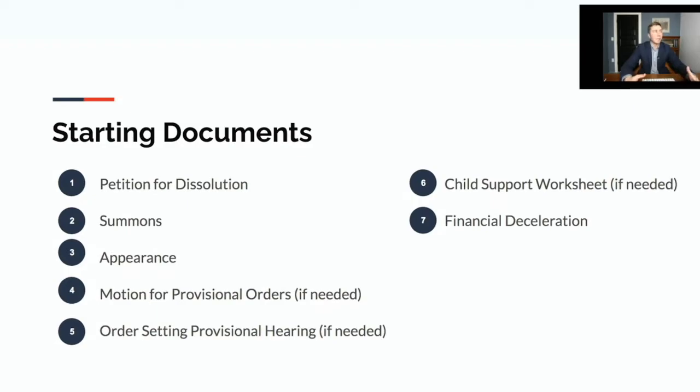So what we're going to talk about next is the different documents that you're going to see if you're going through a divorce. The starting documents, really, the things that you're going to see at the outset of the case, are things like the petition, basic things like the summons, provisional orders if needed. And then a lot of times if you have a provisional hearing, a lot of local rules will require that you submit a child support worksheet and a financial declaration. I'm going to walk you through and talk about what these different documents are and show you examples of what these documents are.